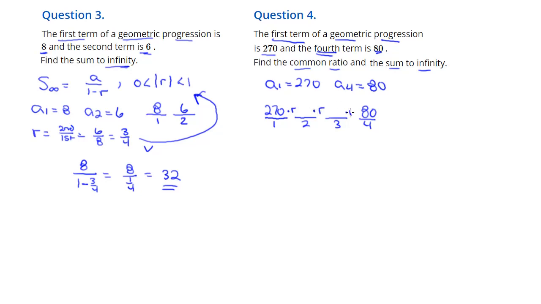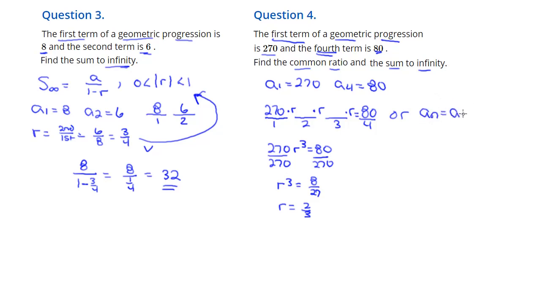I'm going to multiply the first term times r, then that times r, and then that times r, and it's going to equal 80. So if I write that, 270r cubed is equal to 80, all I've got to do now is figure out what r is by getting it by itself. When I do, r cubed is equal to 8 over 27, and the cube root of 8 is 2, and the cube root of 27 is 3.